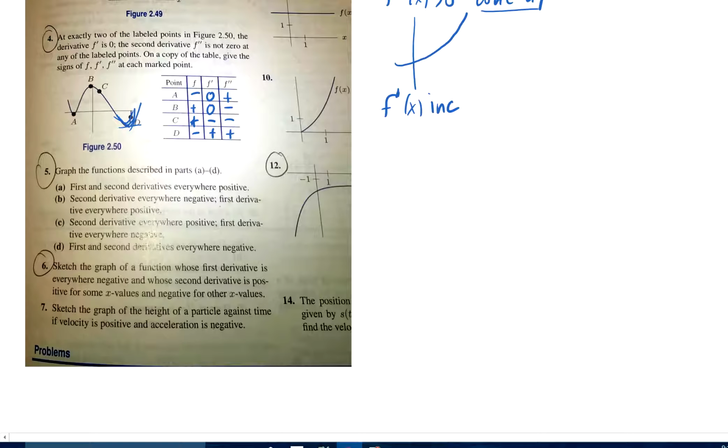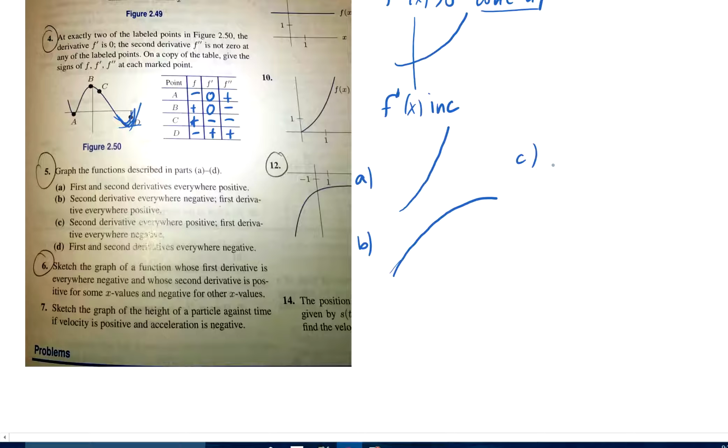Number 5. Graph the functions in parts A through D. So A, first derivative and second derivatives are everywhere positive. So it's going to be something like this. Right? B, okay, because the first derivative is positive means slopes are positive and it's concave up. Second derivative is negative, the first derivative is positive. Right? Derivatives are positive, the slope's positive, but the first derivative is decreasing, and so that means the second derivative is negative, concave down.